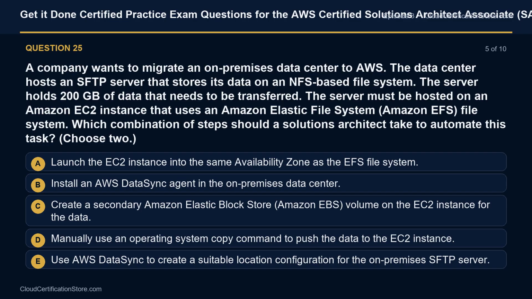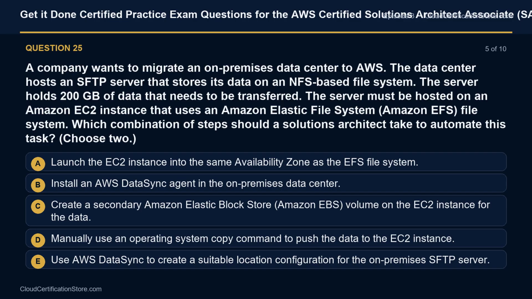Question 25. A company wants to migrate an on-premises data center to AWS. The data center hosts an SFTP server that stores its data on an NFS-based file system. The server holds 200 GB of data that needs to be transferred. The server must be hosted on an Amazon EC2 instance that uses an Amazon Elastic File System, Amazon EFS, file system. Which combination of steps should a solutions architect take to automate this task?